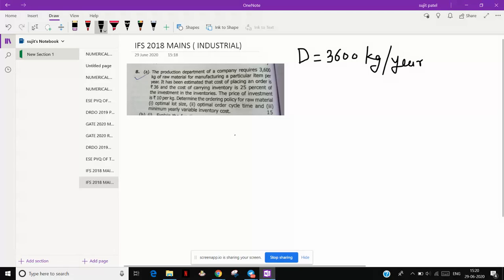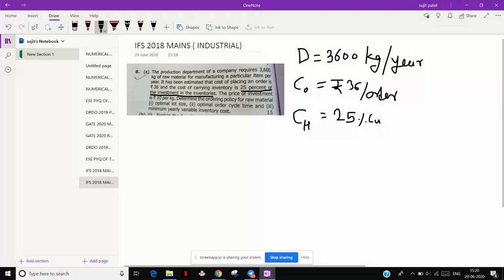It has been estimated that the cost of placing an order is 36 rupees. So the ordering cost per order is 36 rupees. And the inventory carrying cost is 25% of the investment in the inventories. So that means holding cost or carrying cost, whatever you call it, is 25% of the investment in the inventory, meaning the investment you are making in raw material.